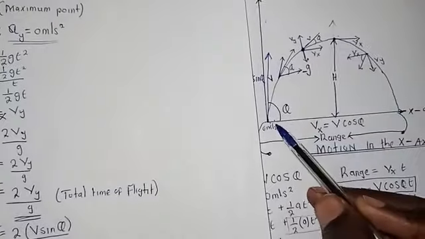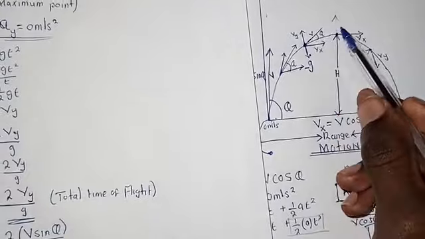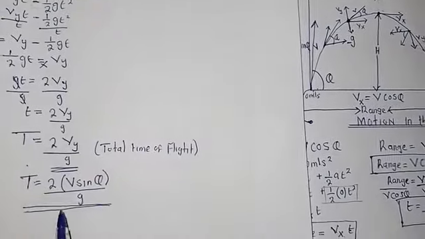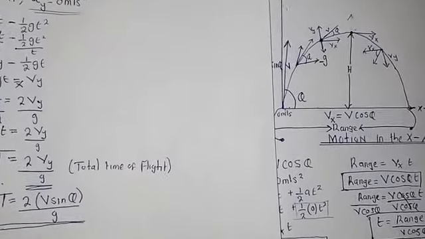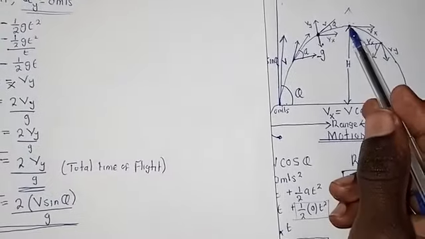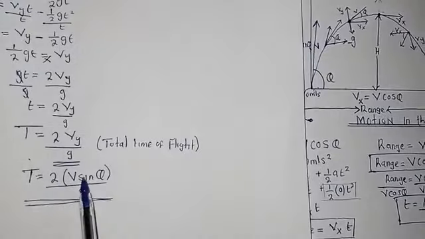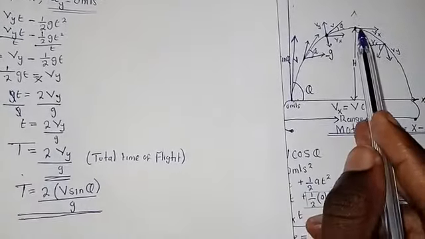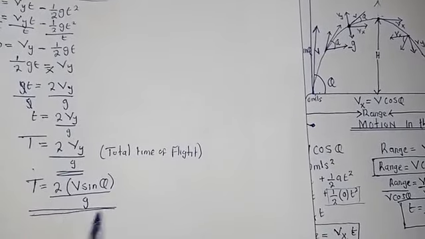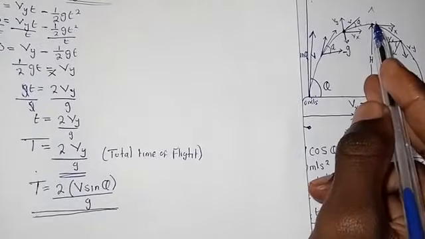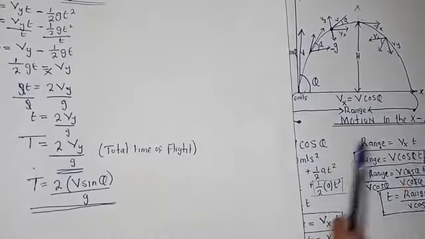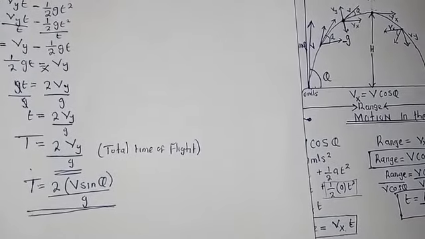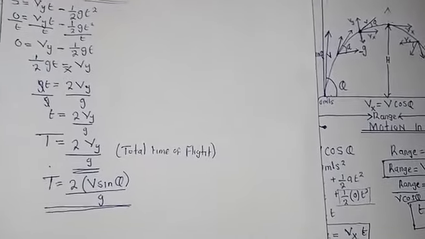The time it took for this object to move from here up to here, until it reaches this point. This is the time that it took. If you are asked to find the time that it took for it to reach the maximum height, automatically you just divide whatever you find here by 2. You divide this by 2, then you find the time it would take for it to reach the maximum height. But for the total time, you just use this formula which has been given to you here. Okay, so total time of flight is here.